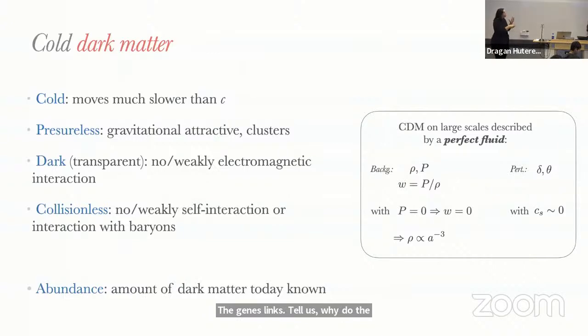When cs is equal to zero, the Jeans length doesn't matter. It's huge, so I have clustering on all scales. So that's how pressure is linked to cs, that is linked to the Jeans length, that is linked to clustering. We can talk more about this, but basically it's just perturbations of the dark matter fluid.